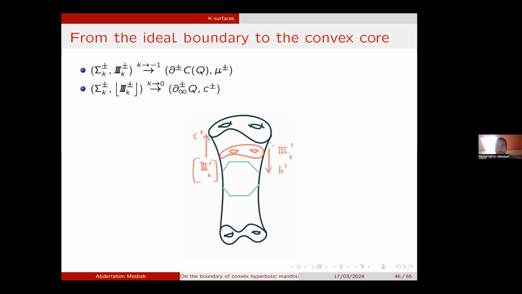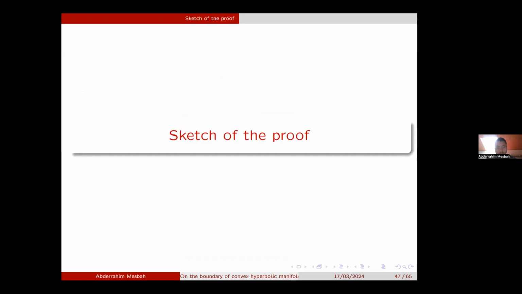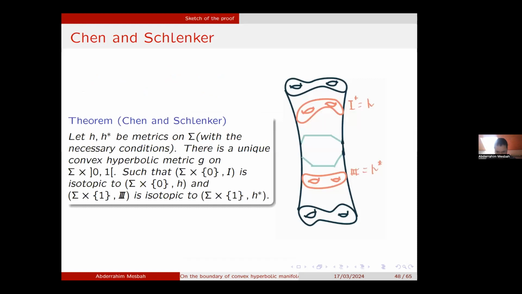So again, these K surfaces induced with third fundamental forms are like a path that relates the conformal structure on the ideal boundary and the boundary of the convex core with the bending lamination, sorry. Yeah, so now we can start our sketch of the proof.